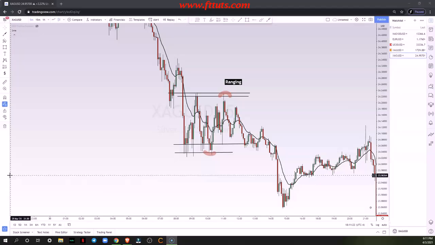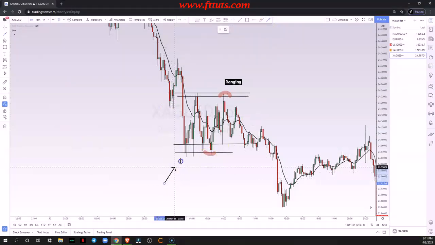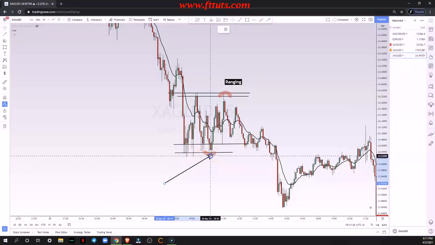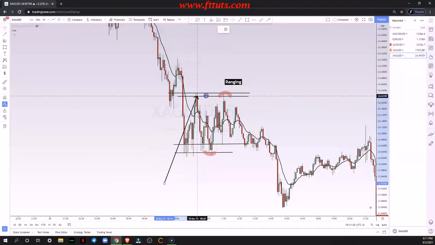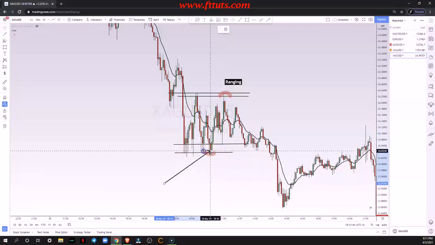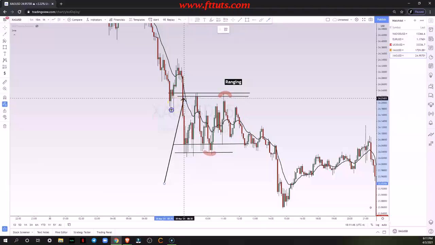So, ranging markets. What we need is at least 3 connections at the extremes to consider it a range. What are the extremes? The extremes are the lows of the range and the highs of the range. You see how it's boxed in between these two ranges right here? These are the extremes, okay? So let that be known.